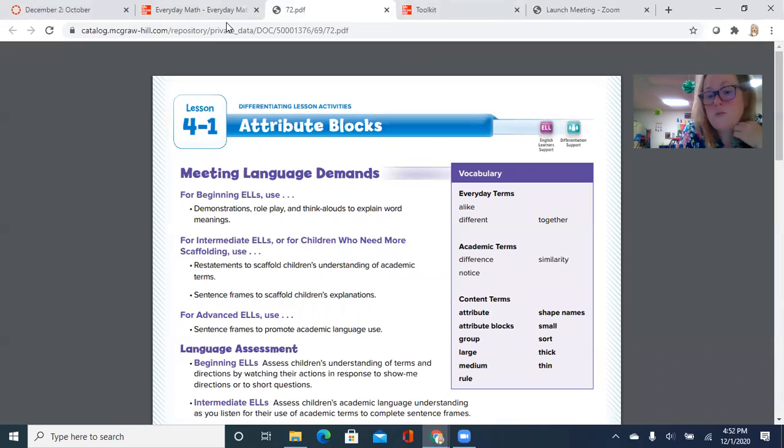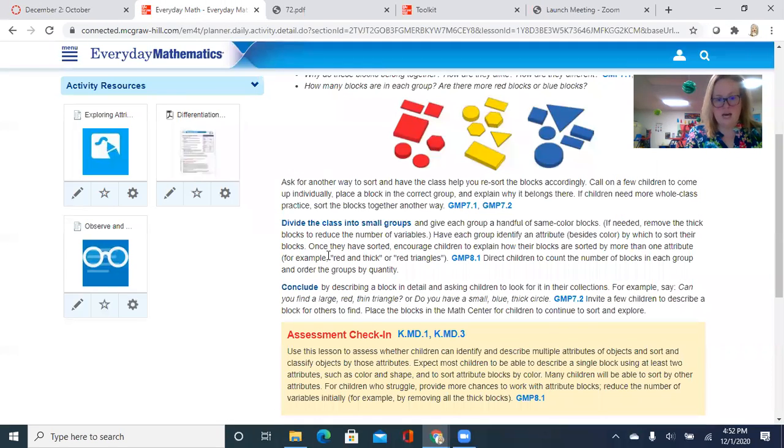Another word we're going to use is notice. Sometimes we need to notice how things are alike or different. Notice how they look. Notice what their shape. Put things together. Together is what we do when we talk about sorting. So if we're sorting things all together, we're putting things together that look the same, okay? So let's move on today to our lesson and let's take a look at our different attribute blocks.